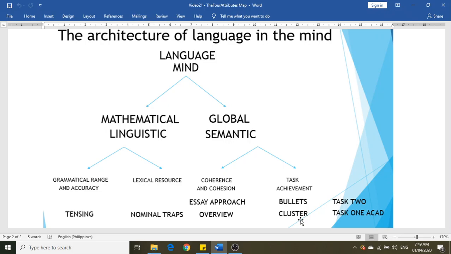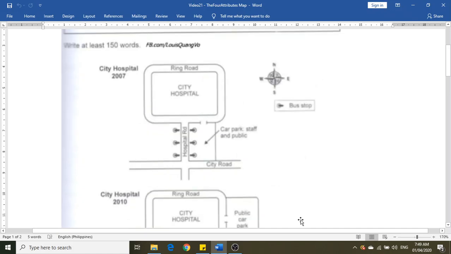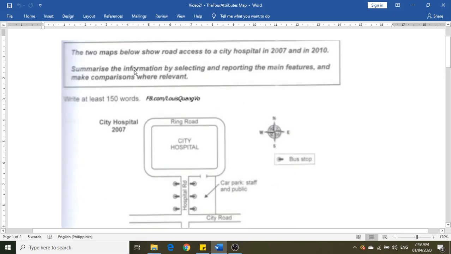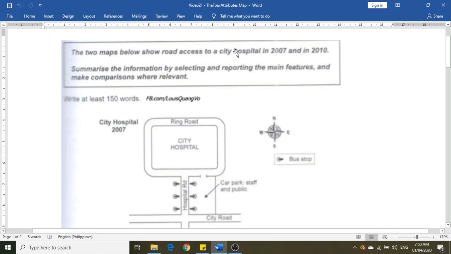Having reminded you of that lesson on the architecture of language in the mind, let's now go into the map itself. As you can see from the description, the two maps below show road access to a city hospital in 2007 and 2010. Summarize the information by selecting and reporting the main features and make comparisons where relevant. You are required to write at least 150 words.